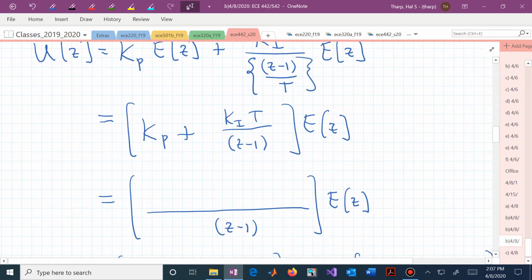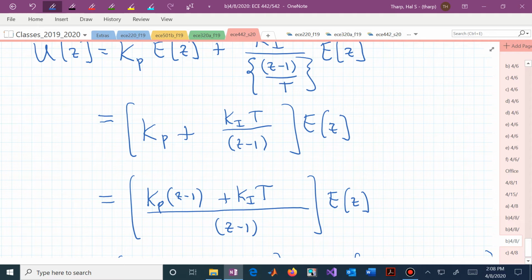We can do a little bit more algebra. Suppose we put everything over a common denominator. That means we need to multiply the numerator in this form, k sub p, times z minus 1, so that those z minus 1s would cancel, and we're left with what we started with, which was a k sub p plus, and now we haven't changed anything. That's still over the same denominator of z minus 1. Remember, capital T is our sample period.